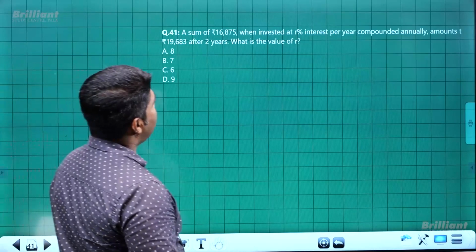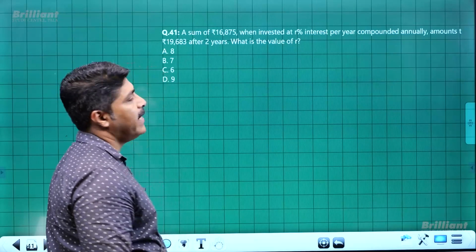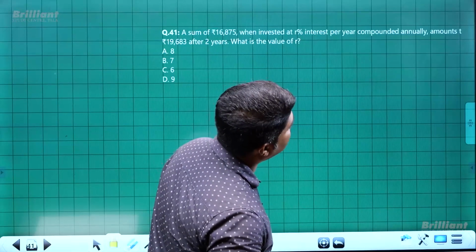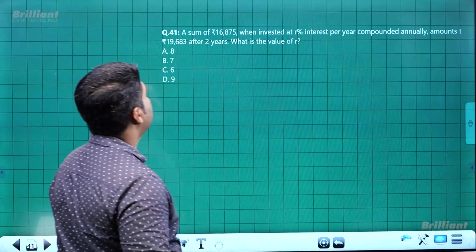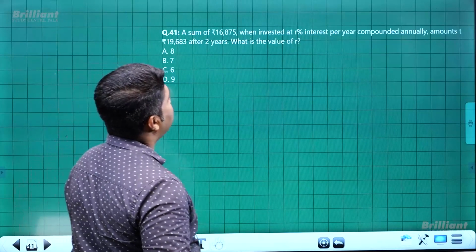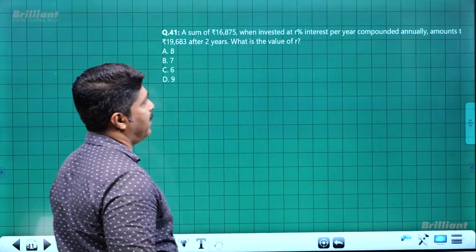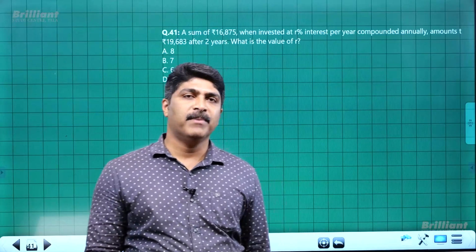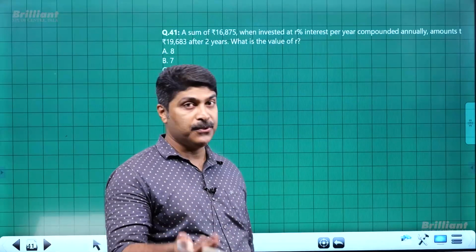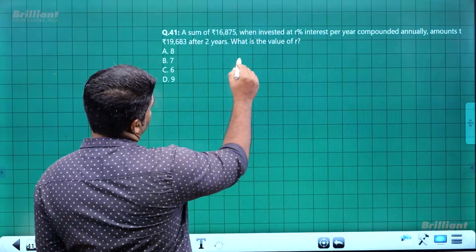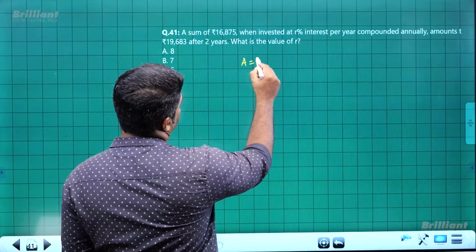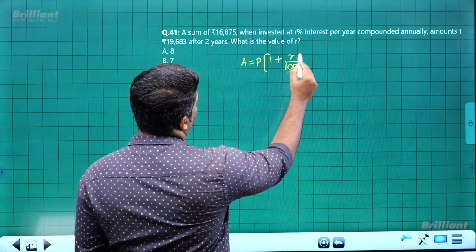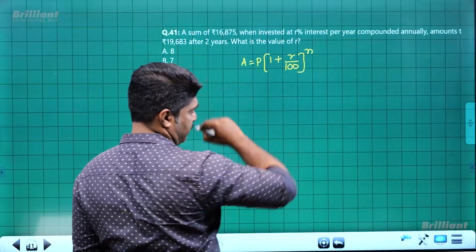So look at the next question. A sum of 16,875 when invested at R% interest per year compounded annually amounts to 19,683 after 2 years. What is the value of R? So usually we know that for compound interest applications, the amount is equal to P into 1 plus R by 100, the whole raised to N.